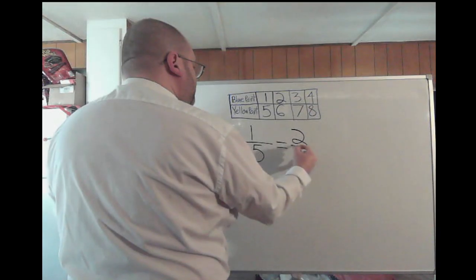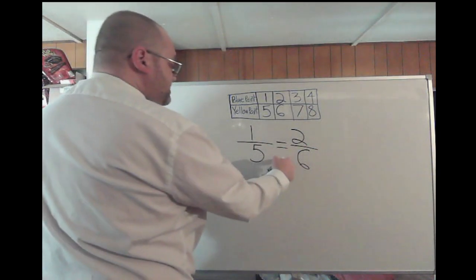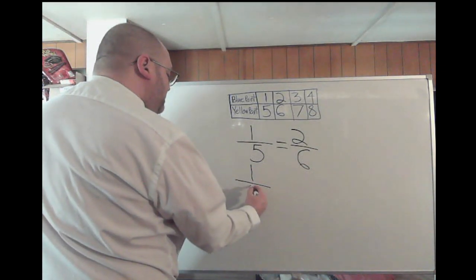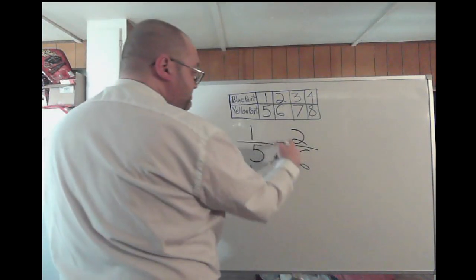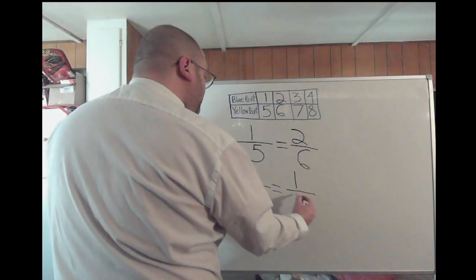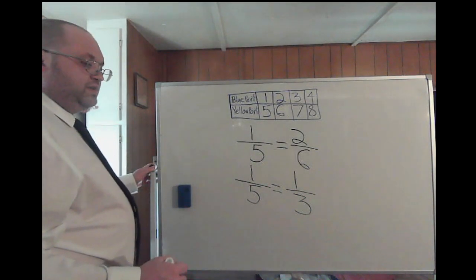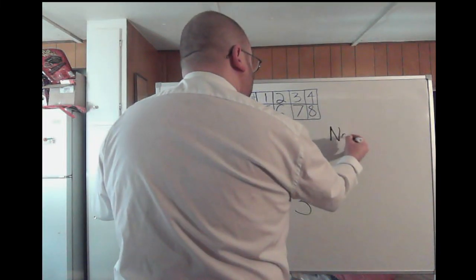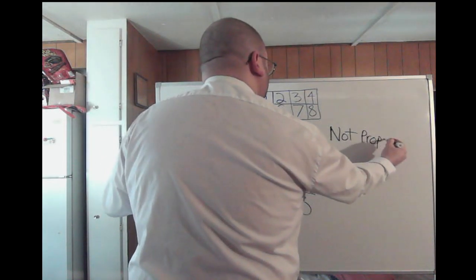Is that equal to 2 to 6? Well, does 2 over 6 reduce to 1/5? Let's find out. Of course, you got 1/5 on the left. 2 over 6. Well, 2 and 6 both have a common factor of 2. 2 divided by 2 is 1. 6 divided by 2 is 3. That'd be like saying 1/5 equals 1/3, which we know isn't true. So we don't have to plug in any other values. This is not proportional.